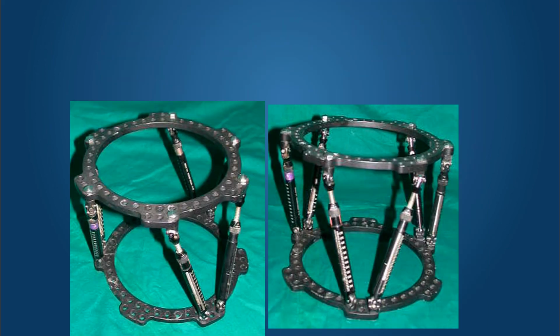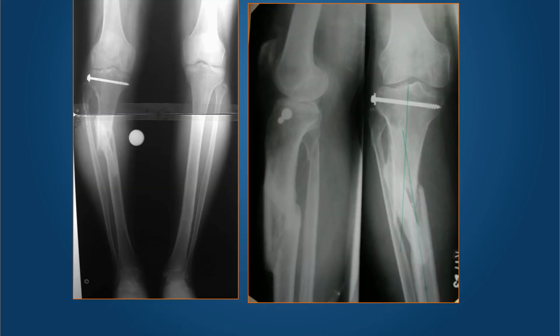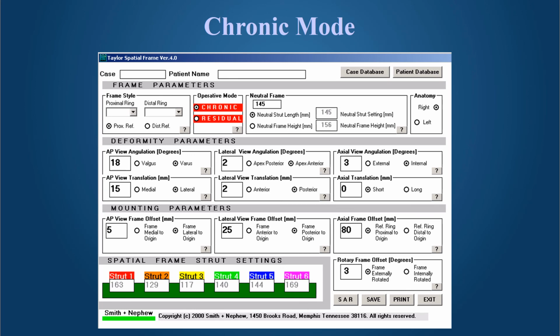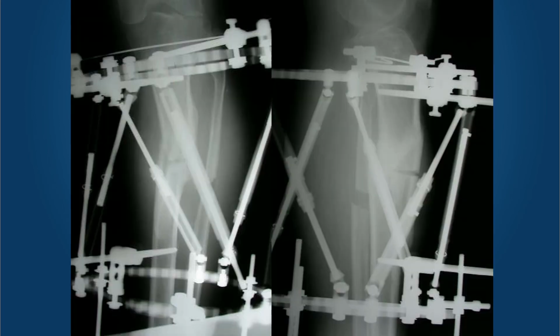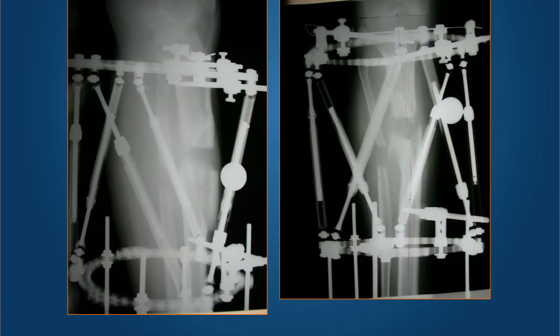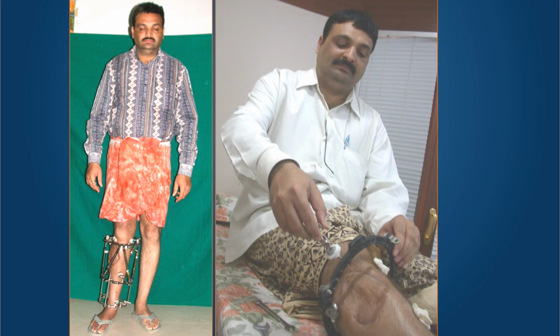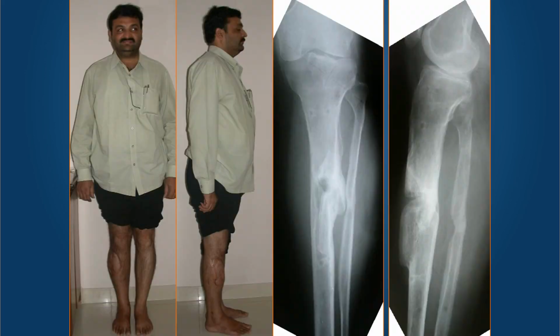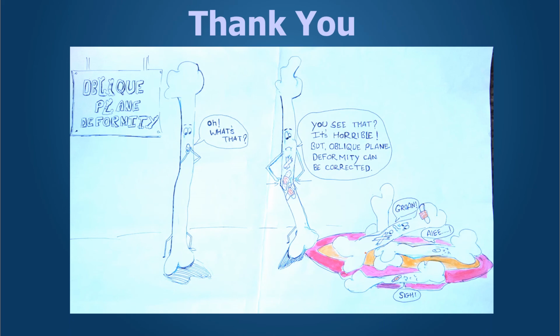So the Taylor spatial frame, which also helps us to correct deformities, is much simpler. This is a case of a malunion in a businessman with shortening, varus, procurvatum, and internal rotation. So these are the parameters we feed into the software, which helps us to perform the osteotomy at the right level and slowly, gradually correct the components of the deformity, like so. He removes the fixator and has a completely accurate correction of deformity planes.